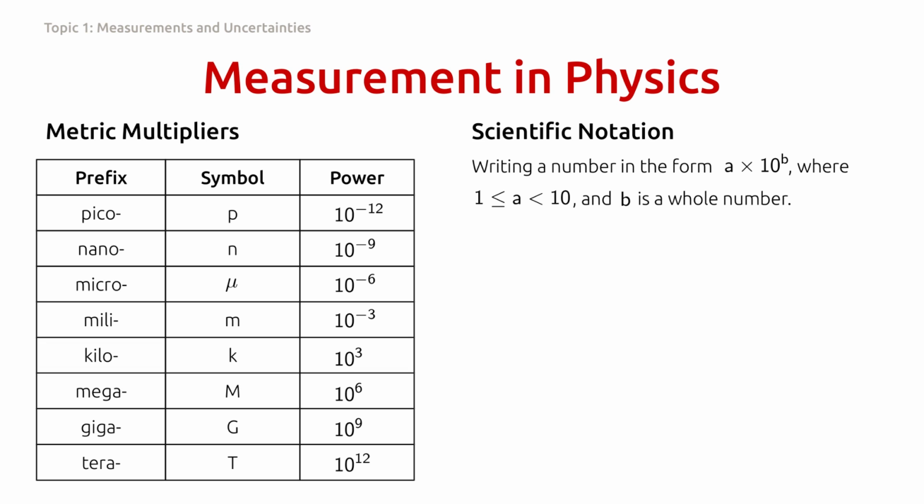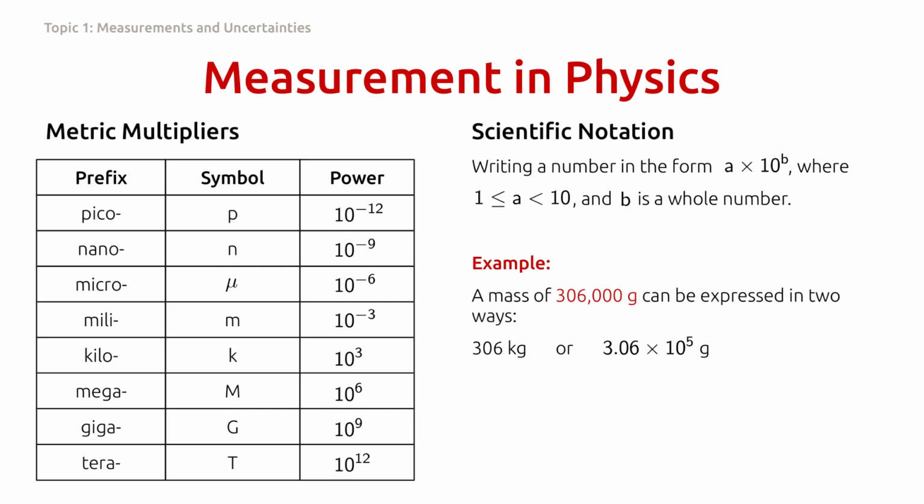The second method is referred to as scientific notation or standard notation. We don't change the unit for this approach. Instead, we change the number in the form of a times 10 to the power of b, where a is a number between 1 and 10, 1 is included, and b is a whole number that can be either positive or negative.